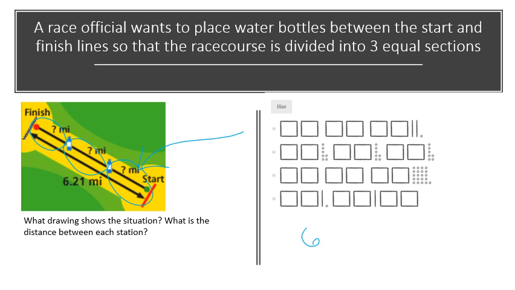So we know that we're going to start with 6 and 21 hundredths, but I'm going to need to cut that up into 3 equal groups. So what I'm looking for in my answer is which one shows 3 equal groups. Here I'm going to circle the group so that my eyes have an easier time. I'm noticing here that I do have 6 and 21 hundredths, but those are not 3 equal groups. In this situation, I have 2 and 7 hundredths, 2 and 7 hundredths, and 2 and 7 hundredths.